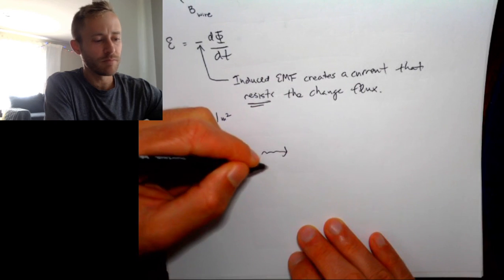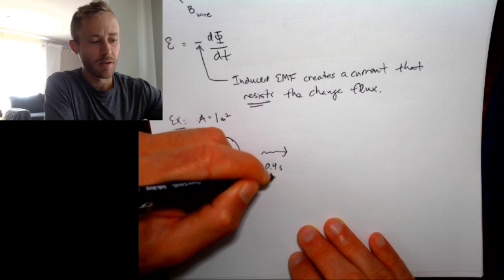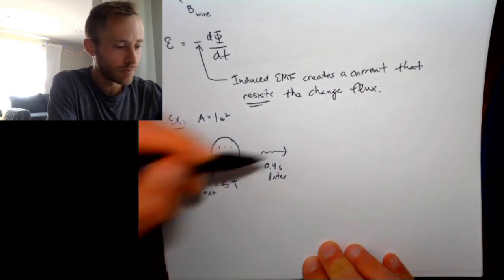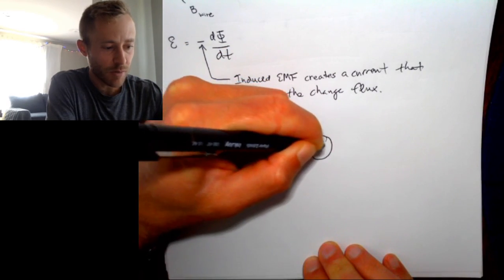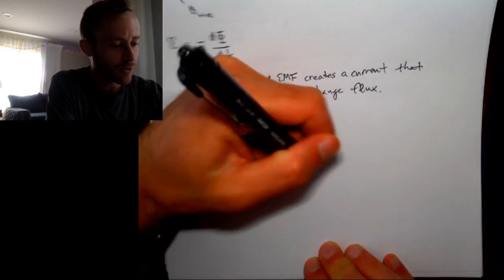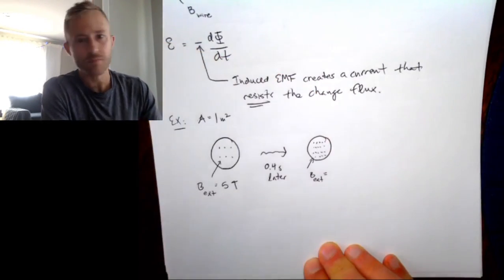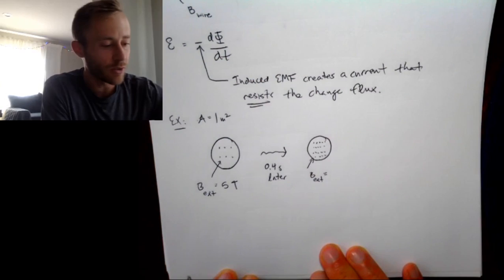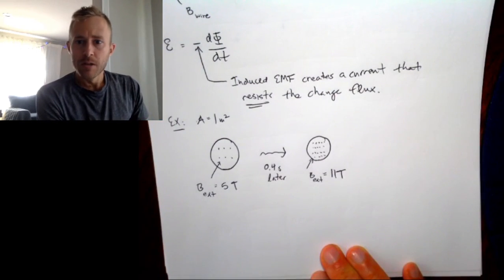Now maybe 0.4 seconds later, the magnetic field is now out of the page, but it is stronger. I'm drawing more dots to indicate that it's stronger. So now the external field is maybe 11 Tesla, so it's stronger.